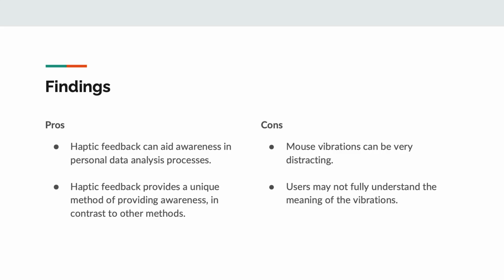So we have conducted a user study with about 9 users, and we have reported many interesting findings. Some pros of our BiasBuzz setup include the fact that haptic feedback can aid awareness in personal data analysis processes. Haptic feedback can also provide a very unique method of providing awareness in contrast to methods in the past, like Lumos alone. But there were some cons as well.